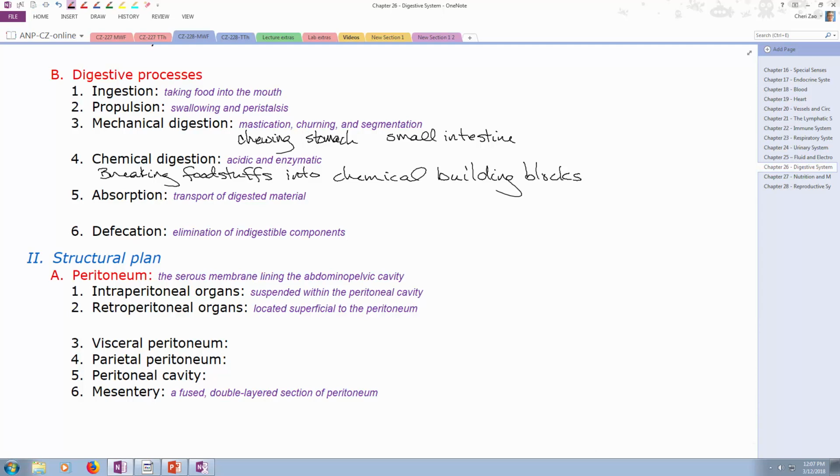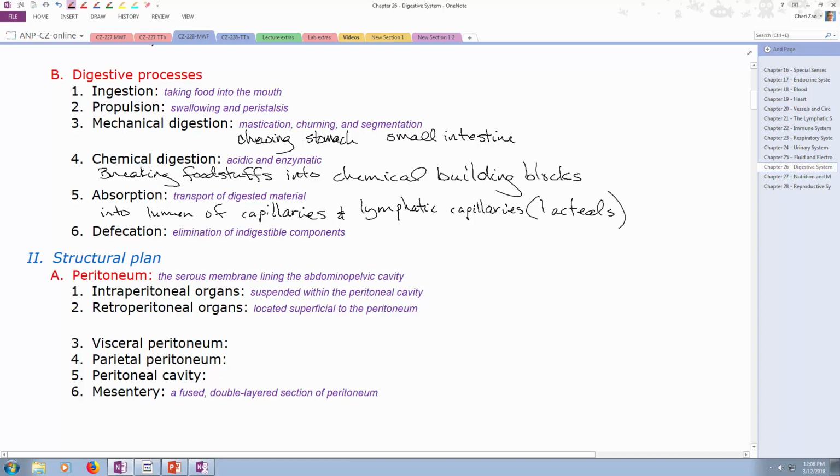Absorption, remember, we need to get it into the lumen of our capillaries, and lymphatic, because when we say capillaries, we all should actually think of blood capillaries and lymphatic capillaries, which you're going to learn are called lacteals. So lymphatic capillaries have a different name for the digestive system than they do in other areas.